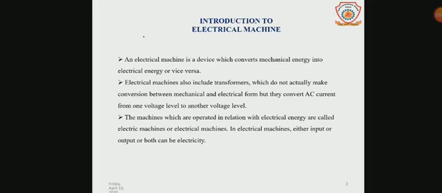An electrical machine is a device that converts mechanical energy into electrical energy and electrical energy into mechanical energy. The machines which operate in relation with electrical energy are called electric machines or electrical machines. In electrical machines, either the input, the output, or both can be electricity.